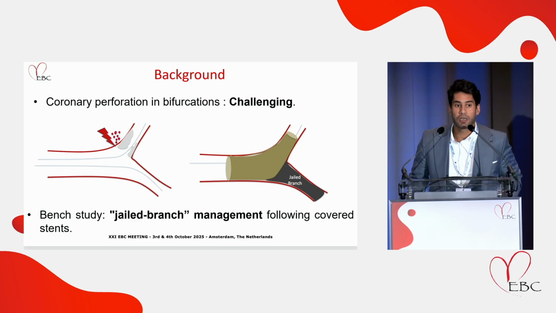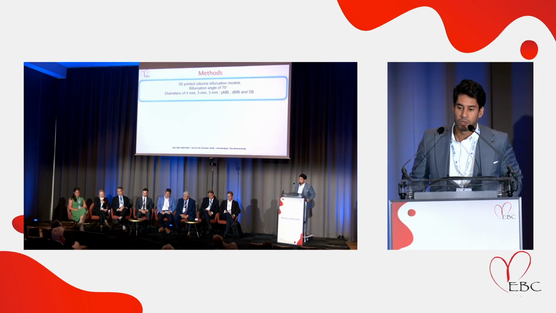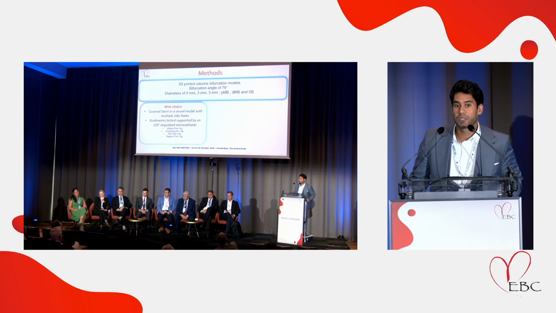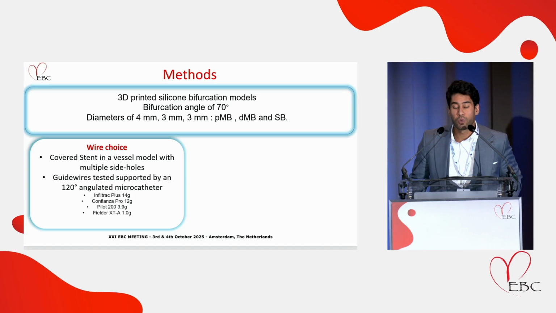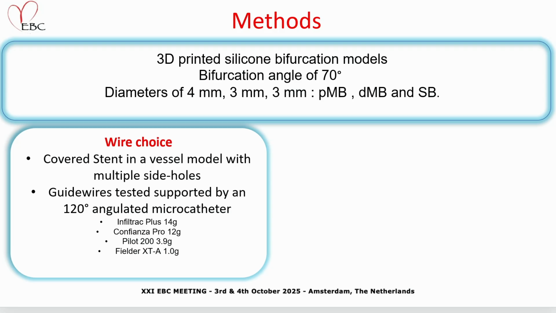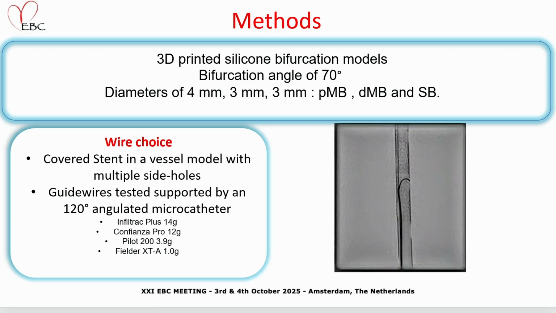So this is where the idea about our bench test comes from: how to regain access to our jailed branch. In order to perform our bench testing, we used 3D printed silicone bifurcation models. First, we started with the selection of the wire: which wires are capable of crossing the covered stent towards the side branch. So we used a wire escalation from a tip load of 1 gram to 14 grams with the support of a 120 angulated microcatheter.